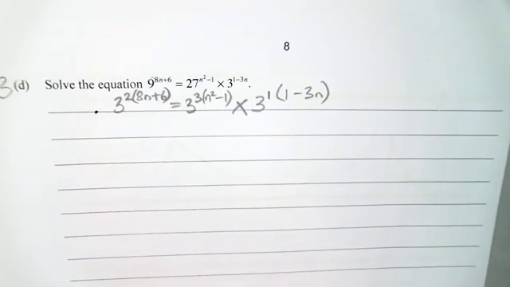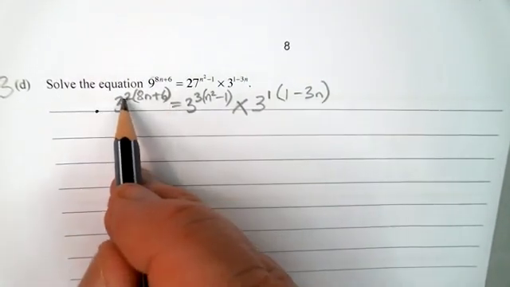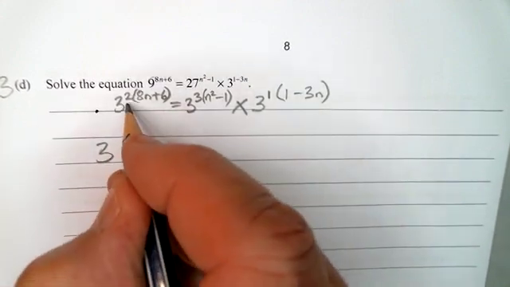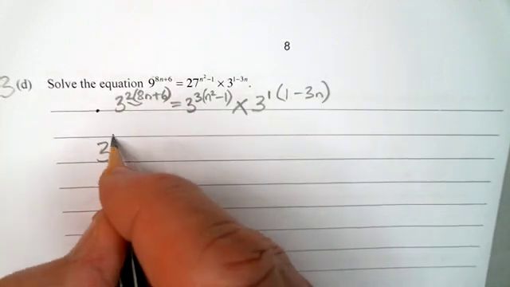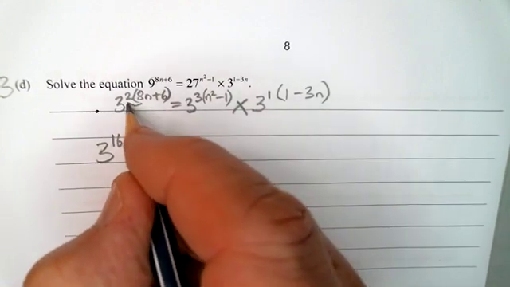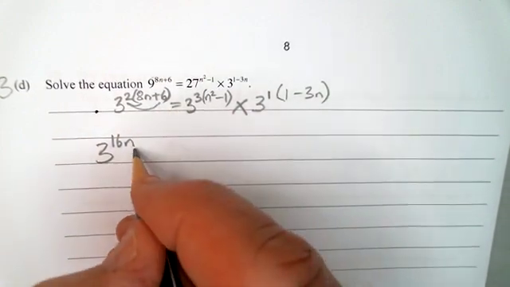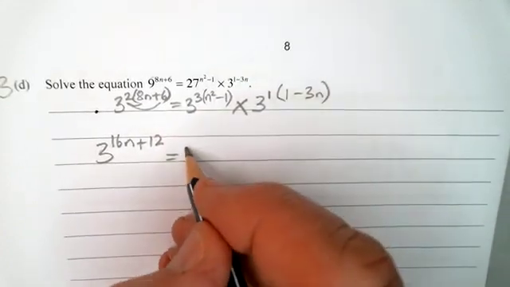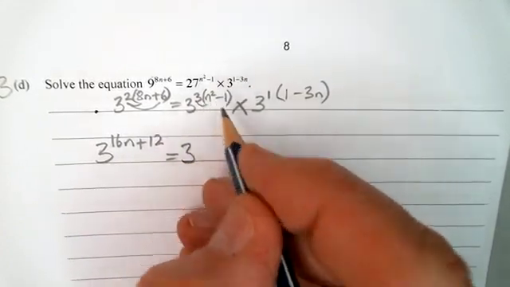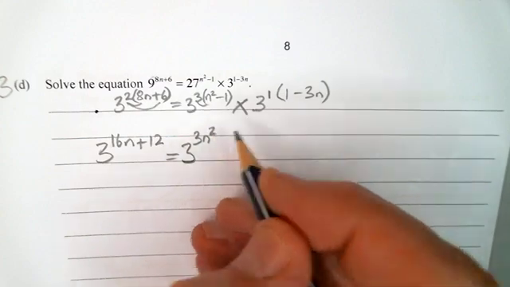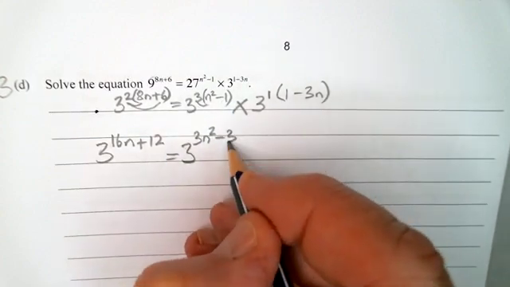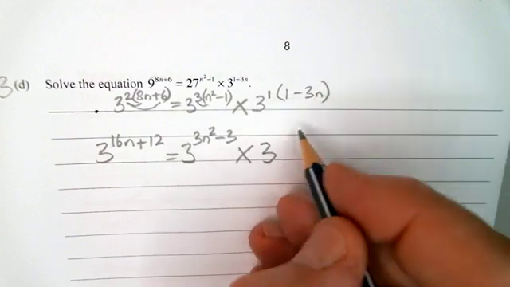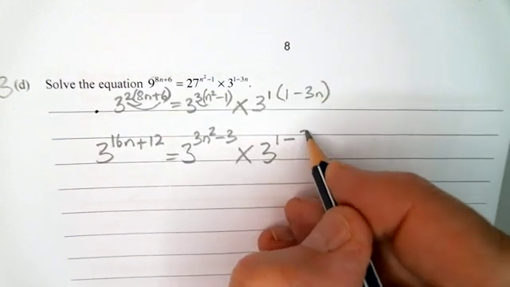Okay, now I'm just going to tidy this up a little bit by simply expanding the brackets here. So this is going to be 3 to the power of 2 times 8, which is 16n, and 2 times 6 is plus 12, is equal to 3 to the power of 3 times n squared, which is 3n squared, and 3 times negative 1 is minus 3, times 3 to the power of 1 times 1 minus 3n.